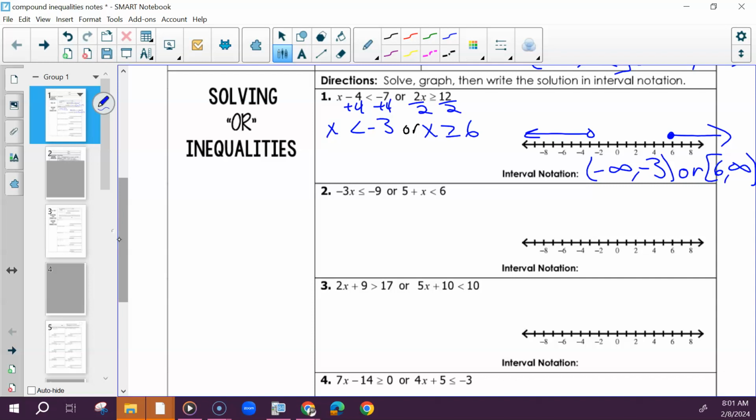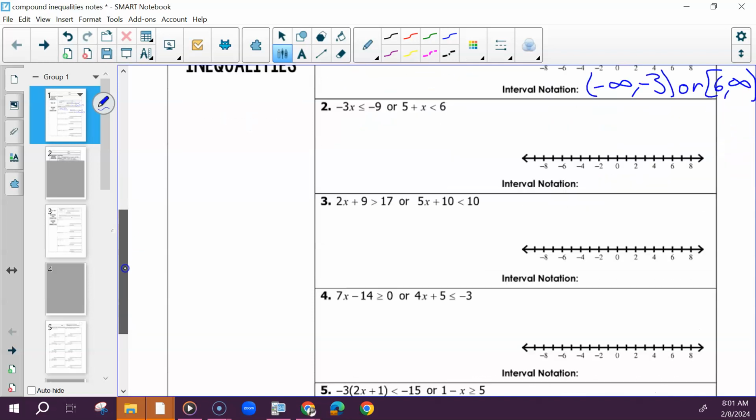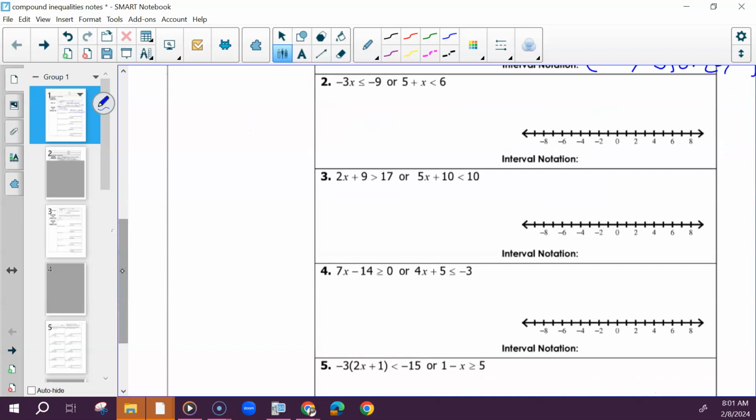Do we have other questions on number 1? We're going to skip 2 and go to 3. For number 3, let's go ahead and solve that one. Subtract 9 for this one. So we have 2x is greater than 8. Divide both sides by 2. And then solve the other one. Subtract 10 on both sides.